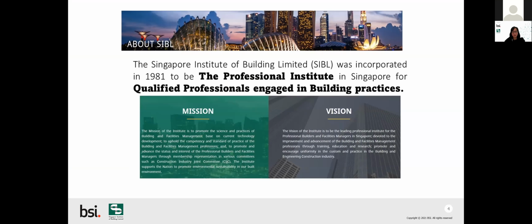This voluntary, non-profit organization was incorporated in 1981 to be the professional institute in Singapore for, like what Vanessa has said, qualified professionals engaged in building practices, be it in a managerial, technical, or administrative capacity in the development of construction and then maintenance of building, including those who are engaged in academic research and teaching. I recall joining SIBL 12 years ago because I was in the academic research and teaching sector before I joined the real world, being in the construction. Right, next slide, please.